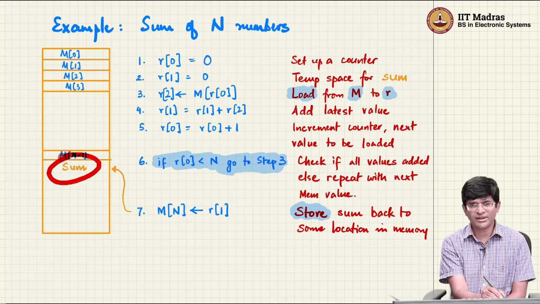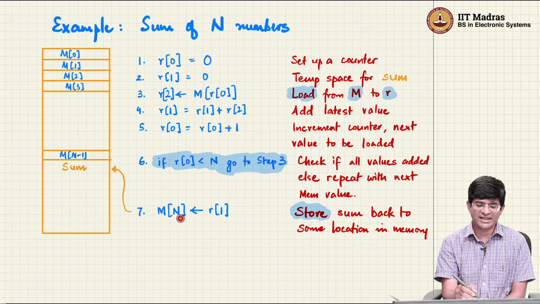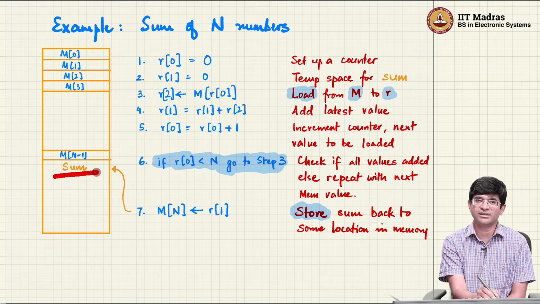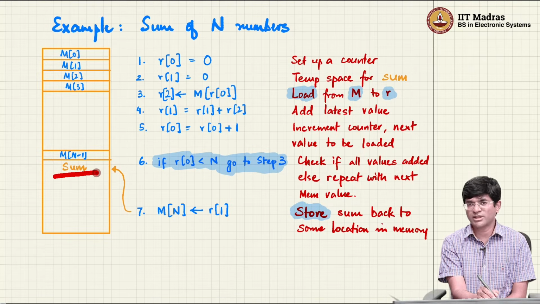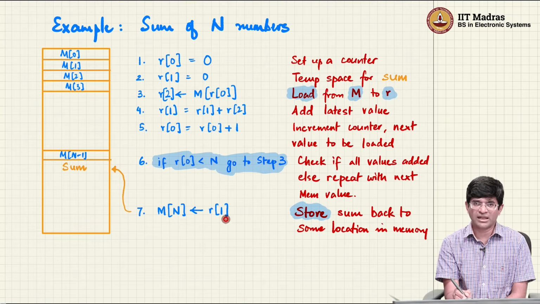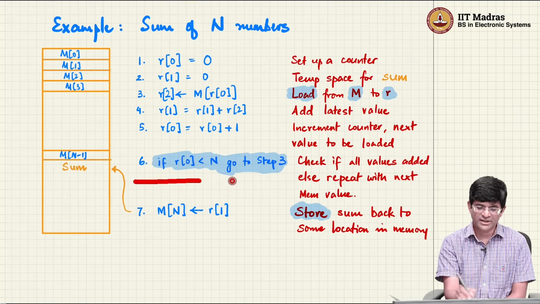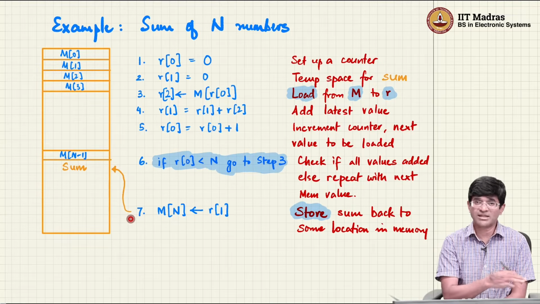Is this necessary? No, it's just a choice that I made, right? I basically said I'll compute the sum of the first n values and put it into this memory location, m of n. I could have chosen to do something else with it. Or I could have decided even just to leave it in R1, in which case, as of step 6, my program is already over. When I go to step 7, it should be some other instruction telling me what to do, right?